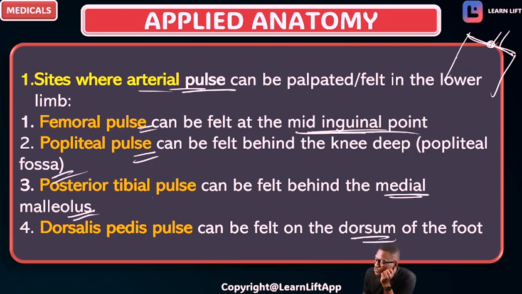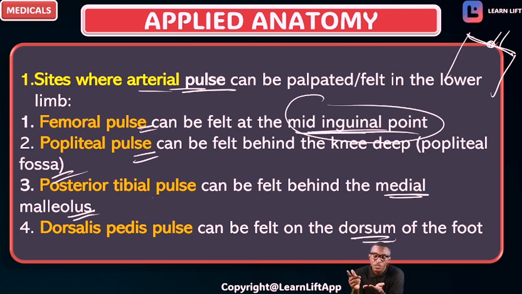Don't forget, a constant past question is this one. Where do you feel the femoral pulse? Mid-inguinal point. Where do you feel the popliteal pulse? You feel the popliteal pulse at the popliteal fossa. We talk about the diamond depression at the posterior aspect of the knee joint. Where is the posterior tibial pulse? The posterior tibial pulse is where the posterior tibial artery is going to bifurcate into the lateral plantar and the medial plantar, which will supply the sole of the foot. So that point of bifurcation is the medial malleolus.